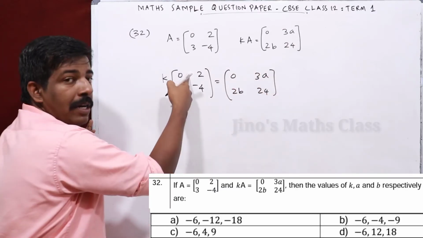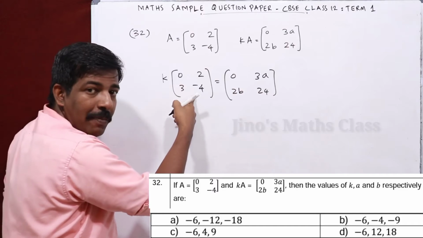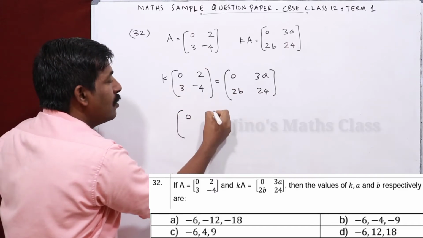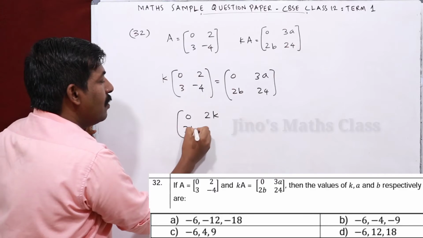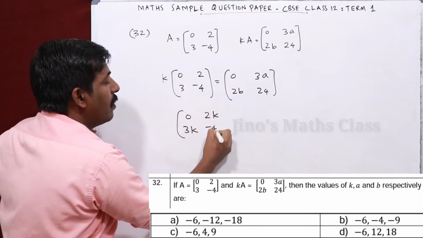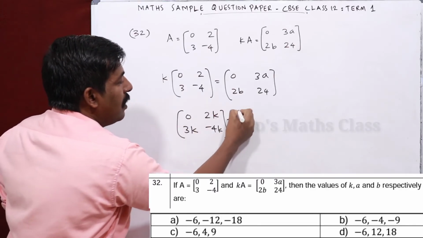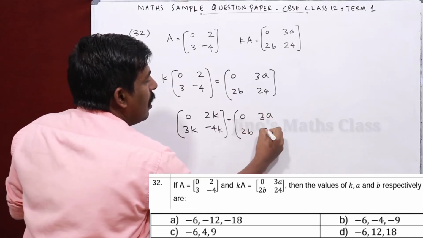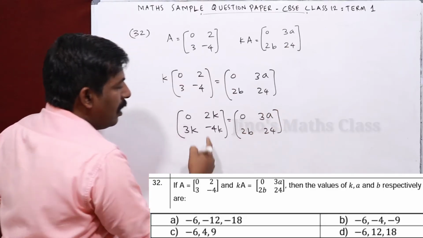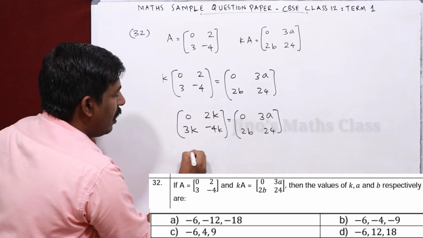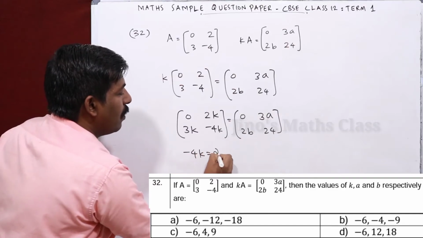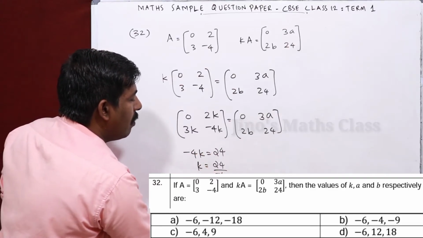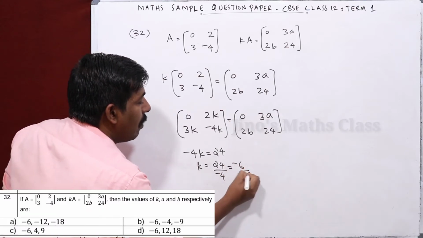Now k into a matrix means we have to multiply every element with k. That means it is 0 into k, 0; 2 into k, 2k; 3 into k, 3k; and minus 4 into k, minus 4k, that is equal to 0, 3a, 2b, and 24. Now from this we can write minus 4k is equal to 24, or k is equal to 24 divided by minus 4, that is equal to minus 6.